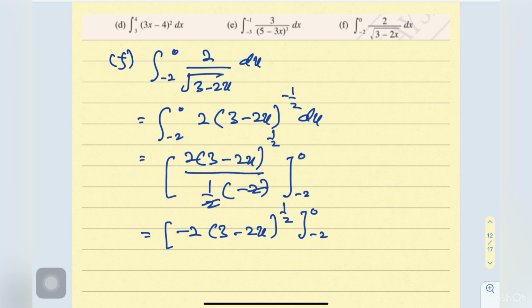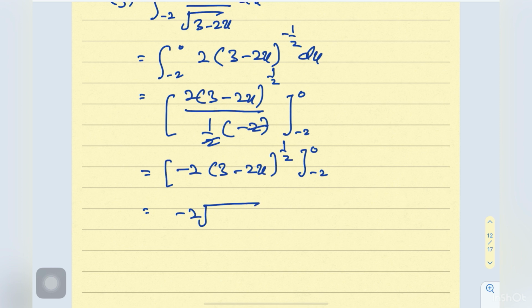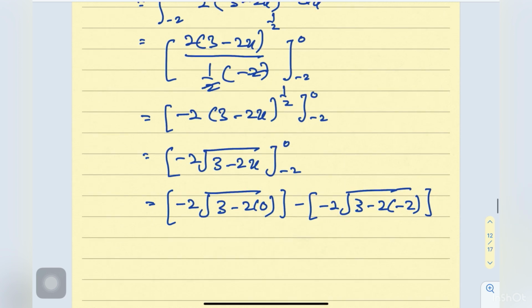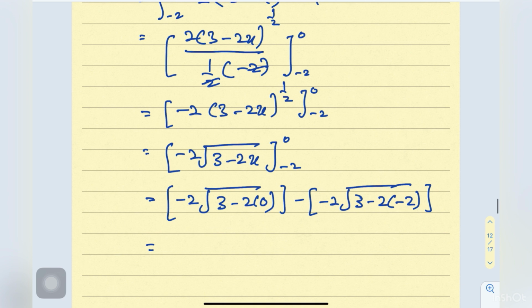Okay, so square root of 3 minus 2x. The upper limit is 0, the lower limit is 2. Okay, so then you substitute 0 here. So negative 2 square root of 3 minus 2 times 0, minus negative 2 square root of 3 minus 2 times negative 2. Okay, so this one is negative 2 square root 3 plus 2 square root 7.